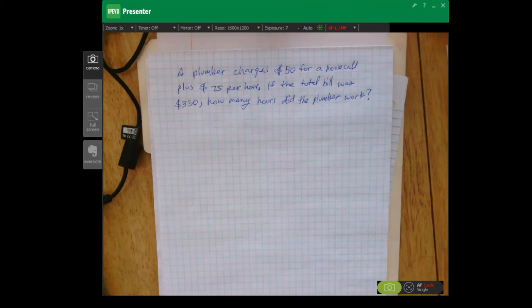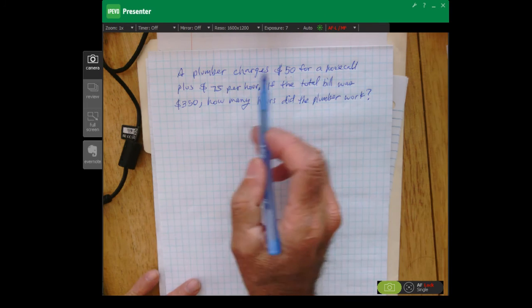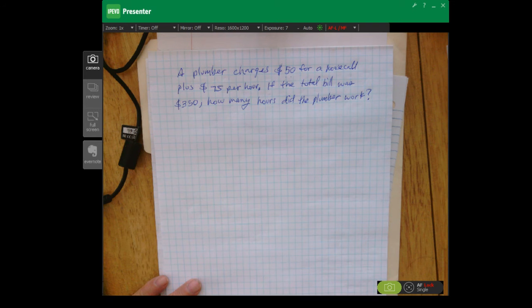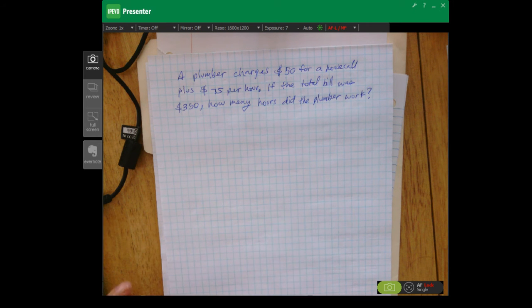Okay, so we're going to take a look at this problem. It's a word problem. And so plumbers, this is one way that plumbers usually work, or they often work. Let's say a plumber charges $50 for a house call plus $75 per hour.